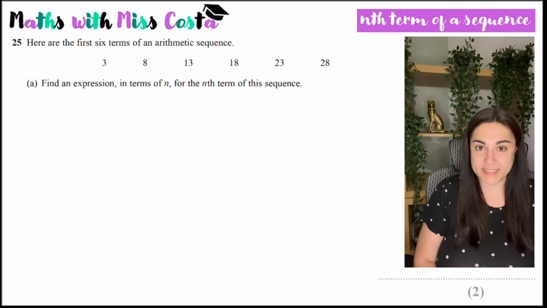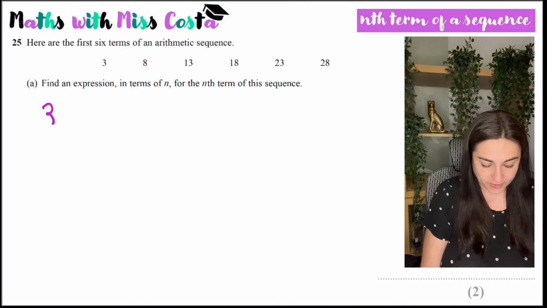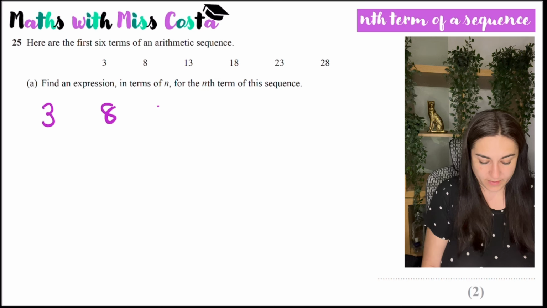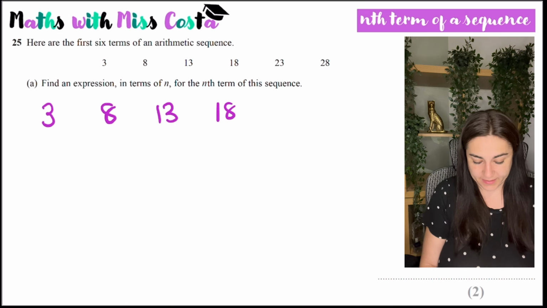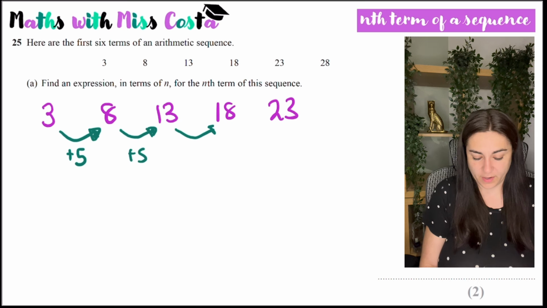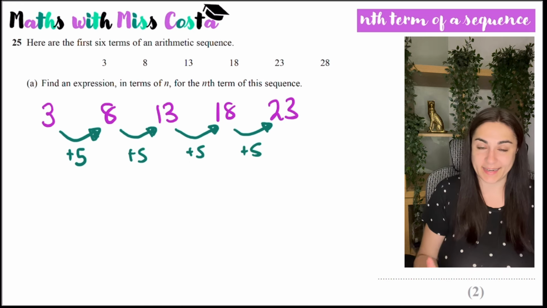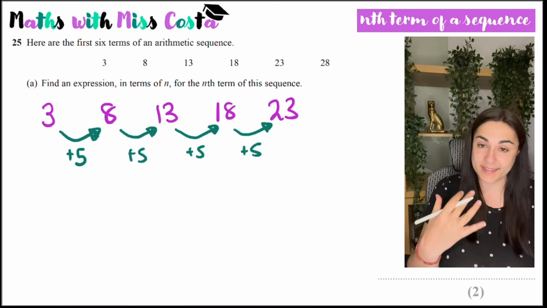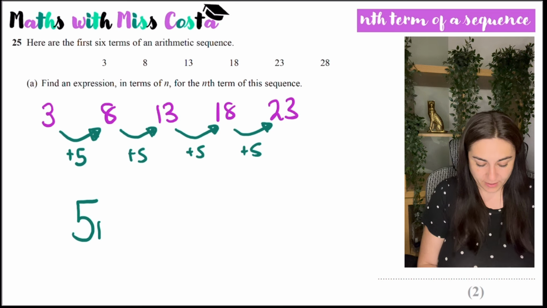Next, I've got an arithmetic sequence, which means that each term has a common difference. So the first thing I want to do is just think to myself, okay, how do I get from 3 to 8? I add 5. How do I get from 8 to 13? I add 5. From 13 to 18, I add 5. And 5 is the common difference. So whatever your common difference is, that's what times tables the sequence is going up in. So I'd write 5n because it's the 5 times tables.